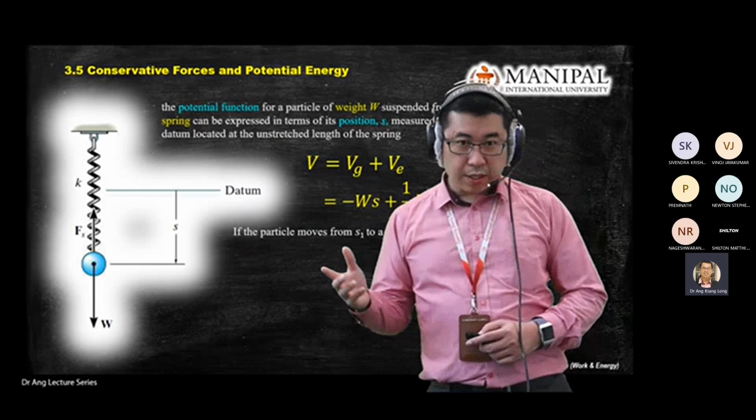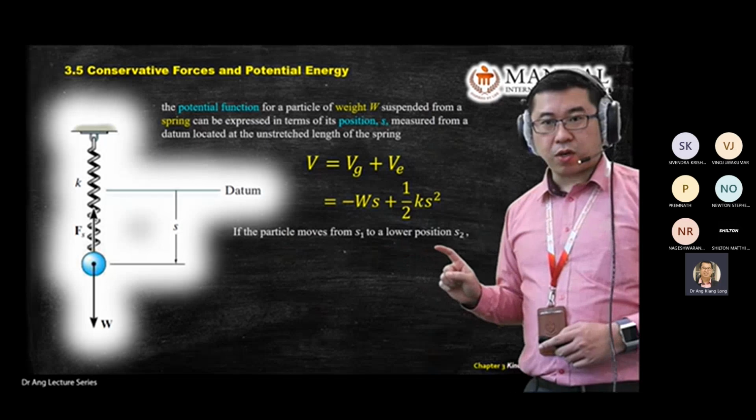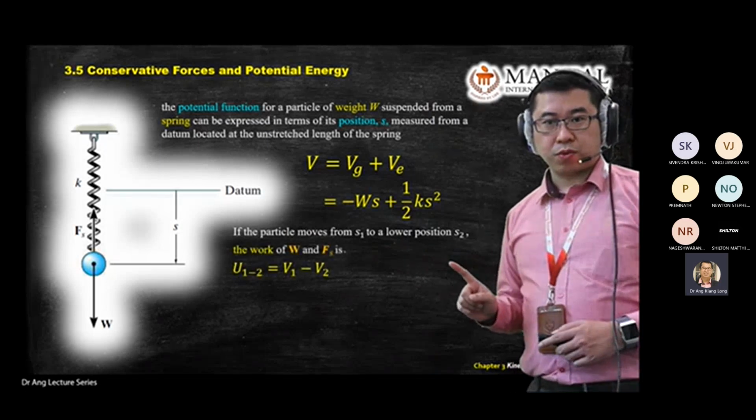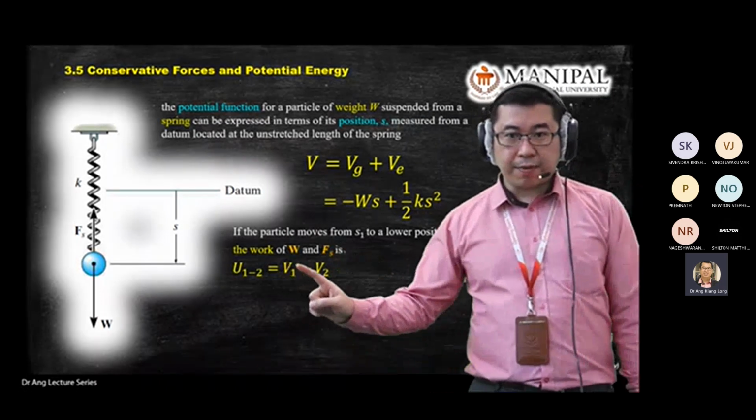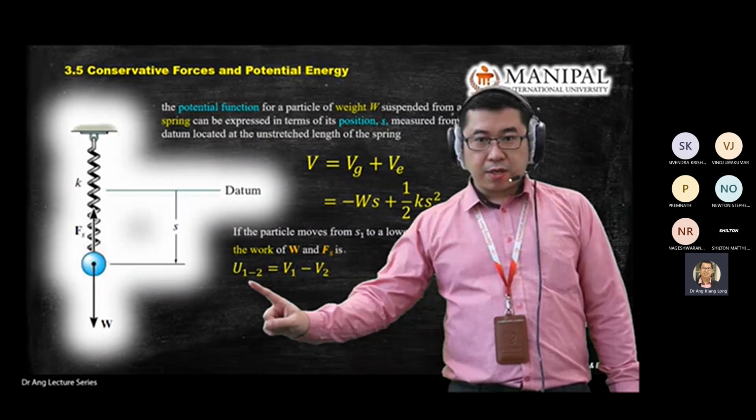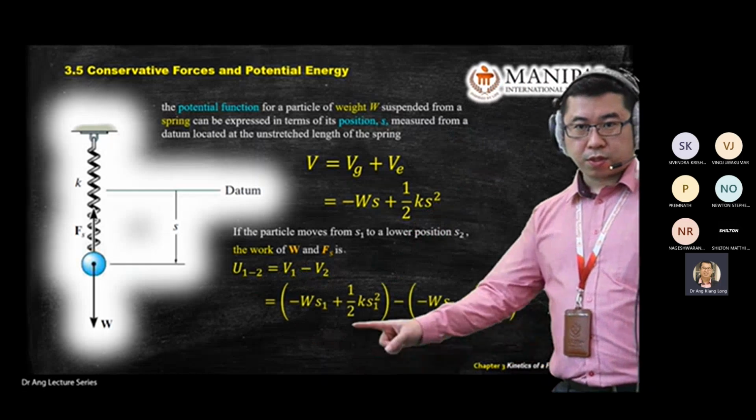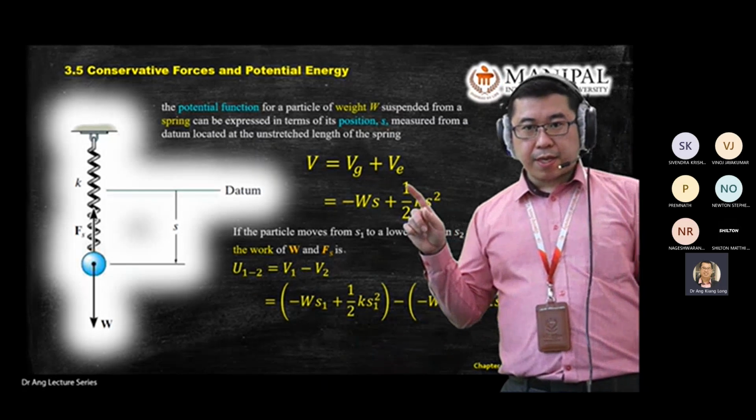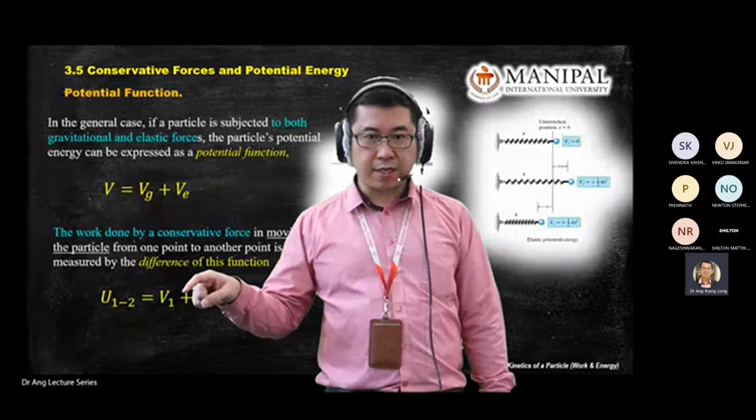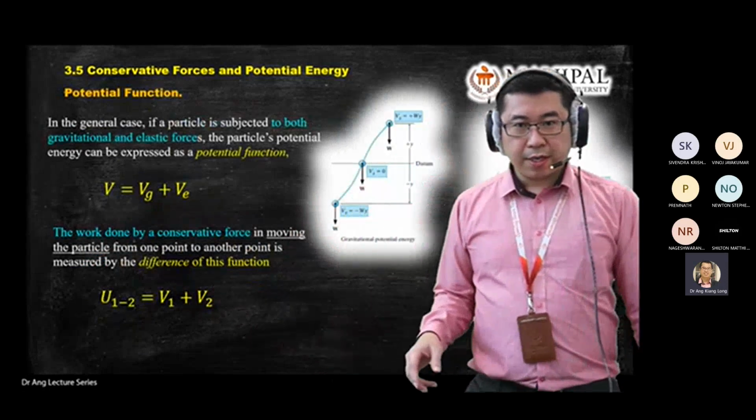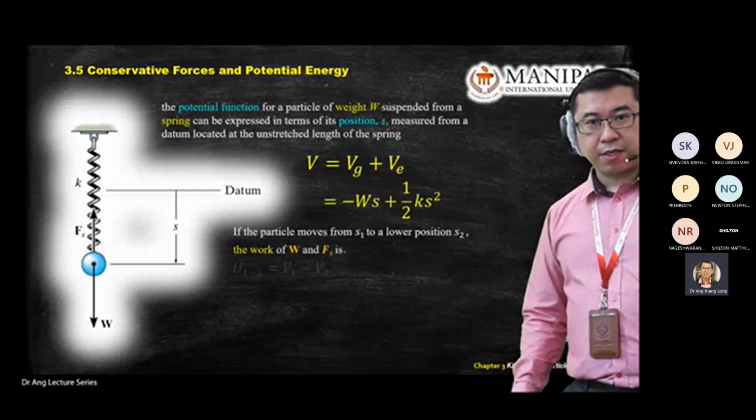So this is the setup of the question. What happens if you move the particle from S1 to a lower position S2? The work done by the weight and the spring is V1 minus V2. So you have this equation. I think I need to make a correction on my slides here; I think this one is negative V1 minus V2. But anyway, it just depends on the question.